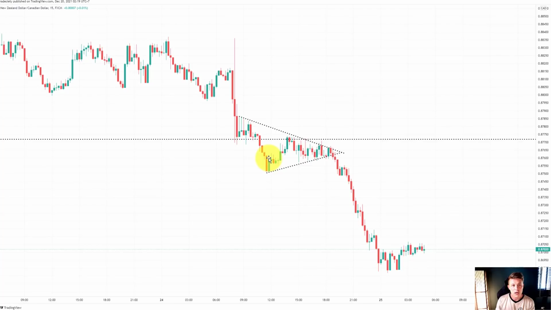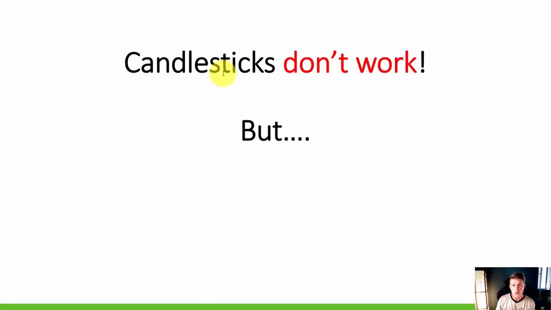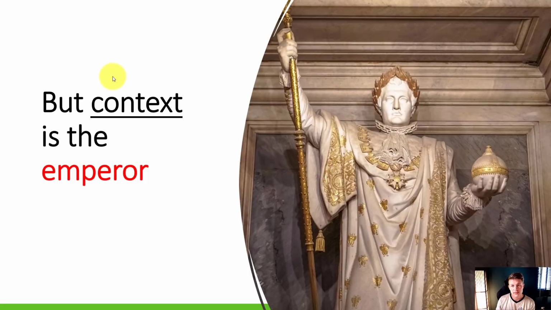Pin bars in general are great, but as I said in the beginning, candlesticks on their own, I don't think they work the way most traders believe they do. However, with context, with the right higher time frame, with the right lower time frame trading plan, you may find great trades using such an approach.